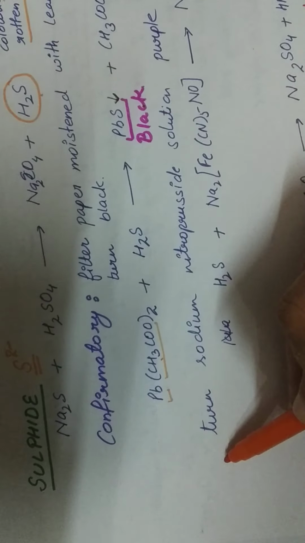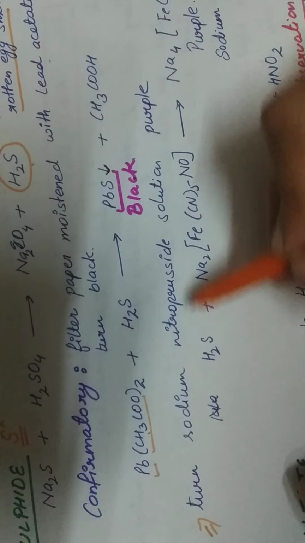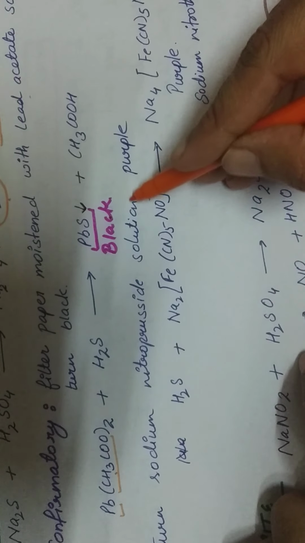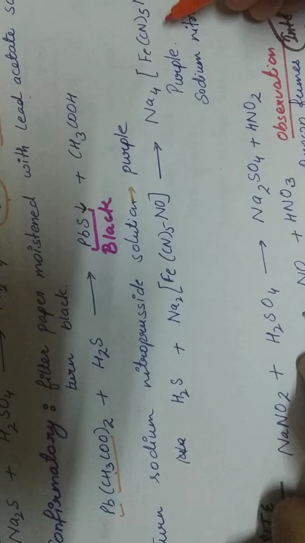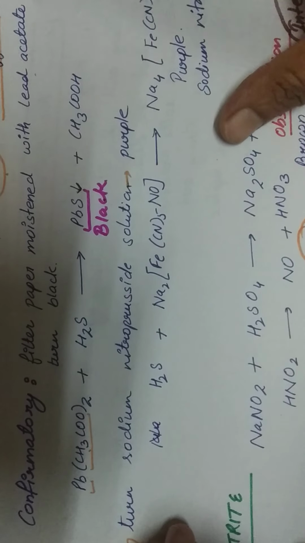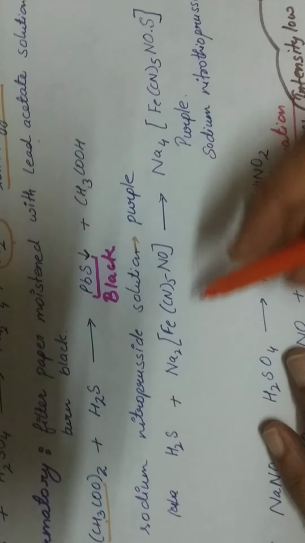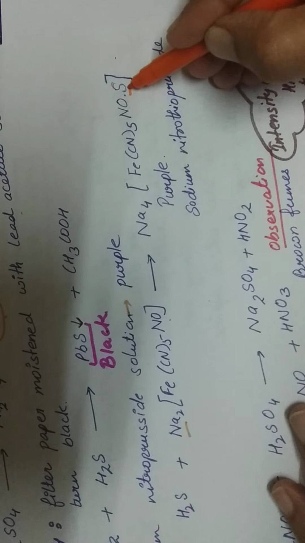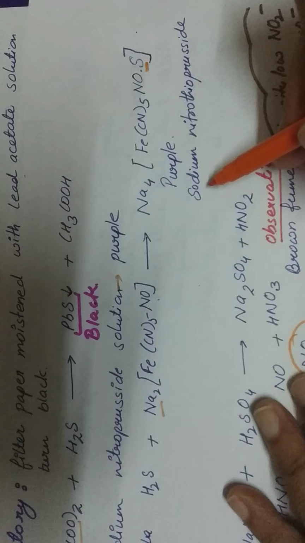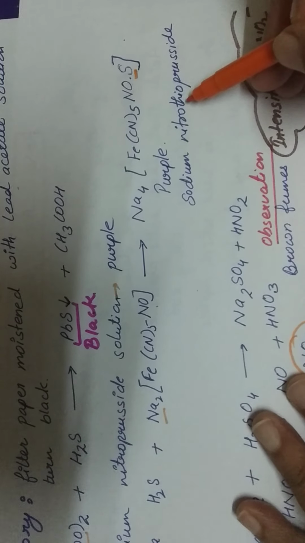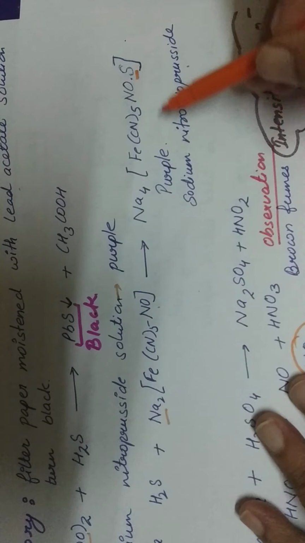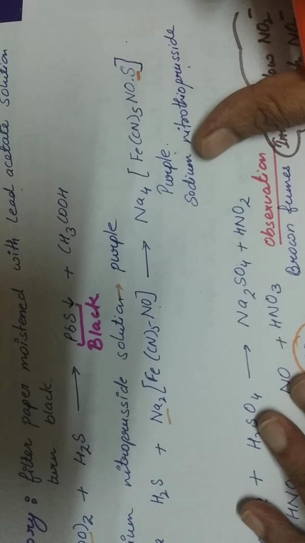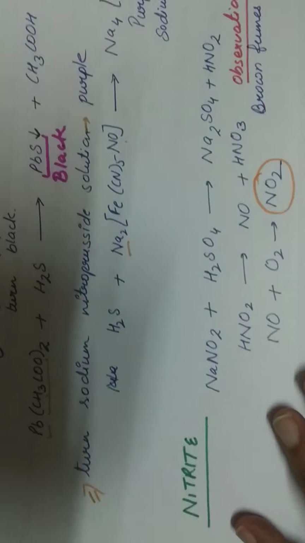And the second test that can be carried out uses sodium nitroprusside solution, and here a purple coloration is formed due to this complex. So it is a little bit confusing here. So Na2 this compound, and here sulfur is also attached. So the name is sodium nitrothioprusside. This complex is formed, which is purple in color. So for sulfide, again two confirmatory tests can be carried out.